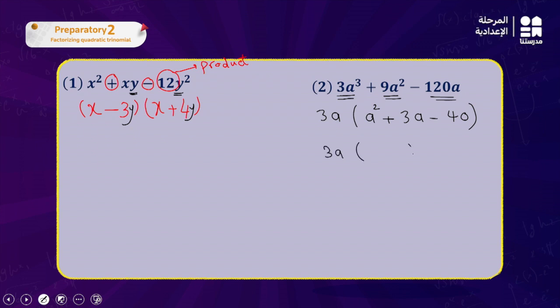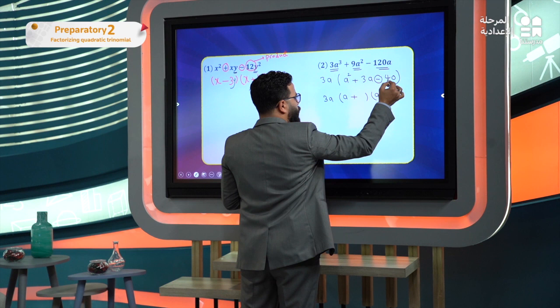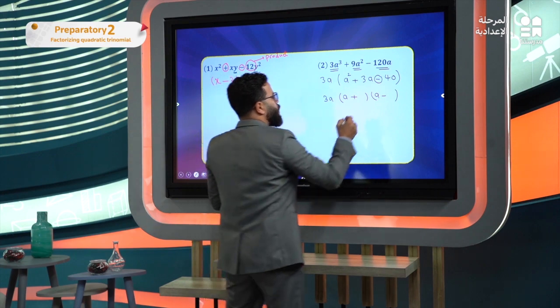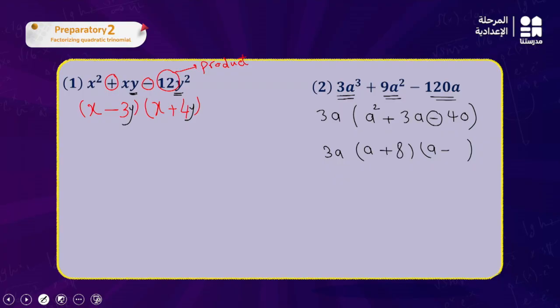Open two brackets. Here I don't have x, I have a, so a in both brackets. The last term is negative, so one positive and one negative. I need two numbers. Their product is 40 and the difference is 3. This is 5 and 8. 40 can be 5 multiplied by 8, and the difference between them is indeed 3. So the greater takes the sign of the middle term.